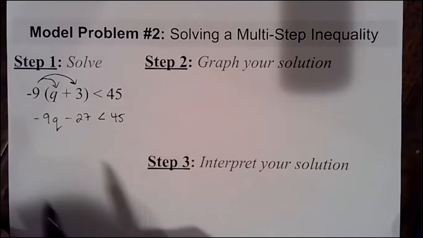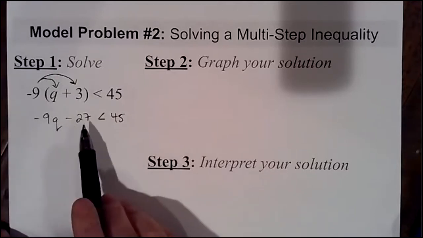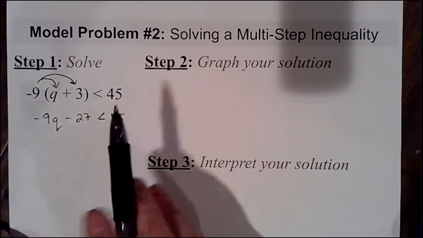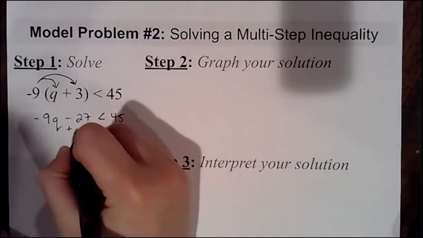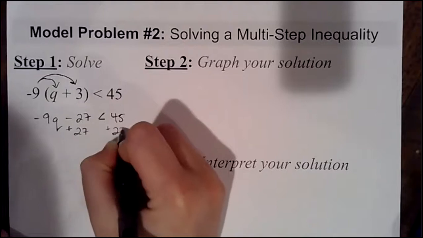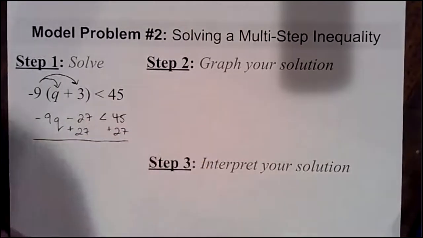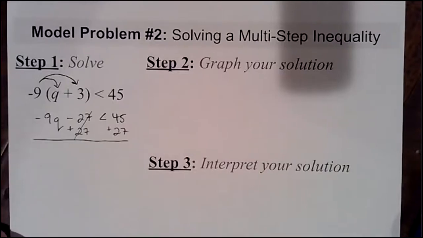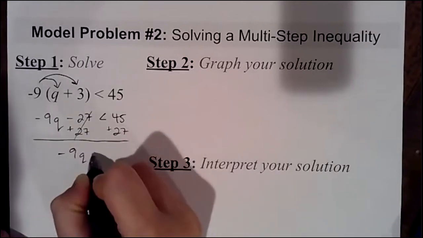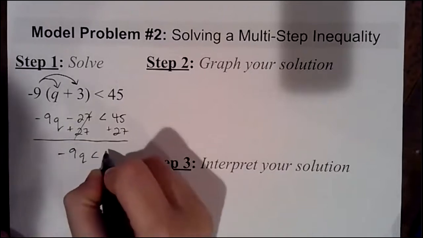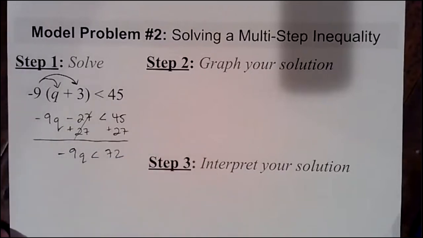Identifying my like terms, I don't see anything else with a q, but I do see 2 numbers. Those are like terms. So since this is subtracting 27, I need to do the inverse of adding 27 to both sides. Okay? These cancel because they're inverses. Now, I'm going to bring down everything else. 45 plus 27. Okay, so I get negative 9q is less than 72, okay?